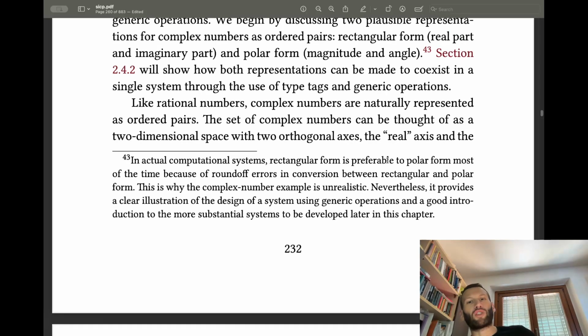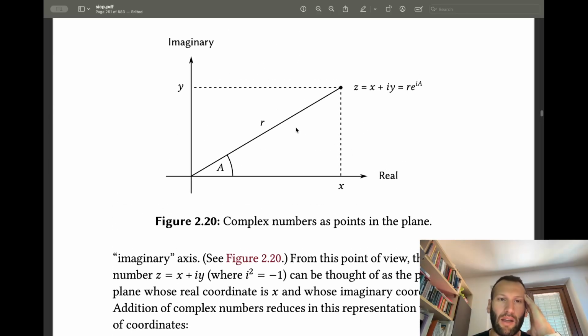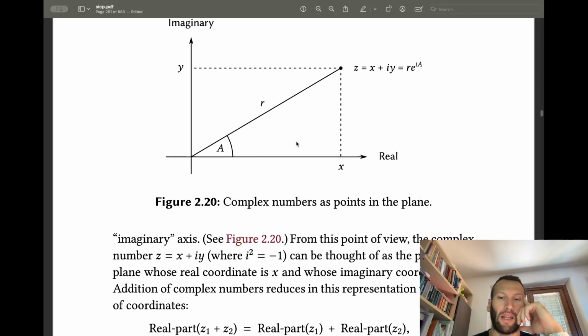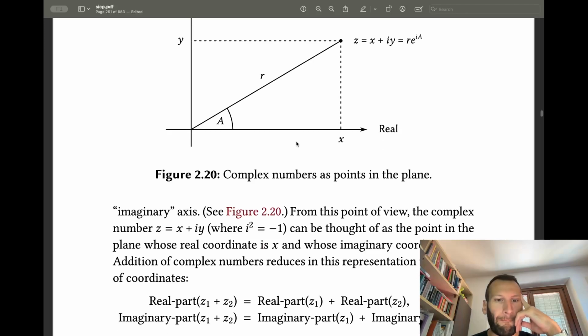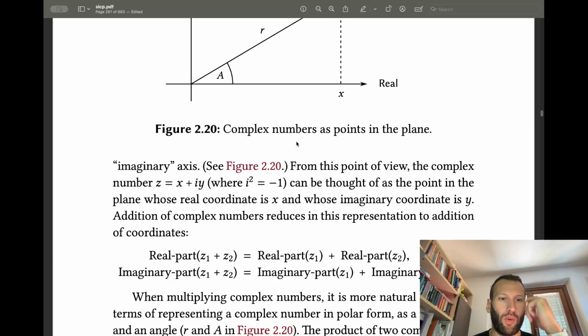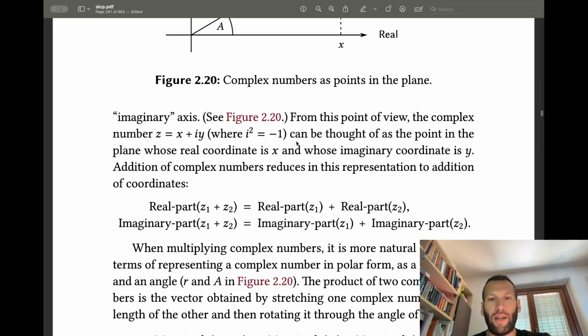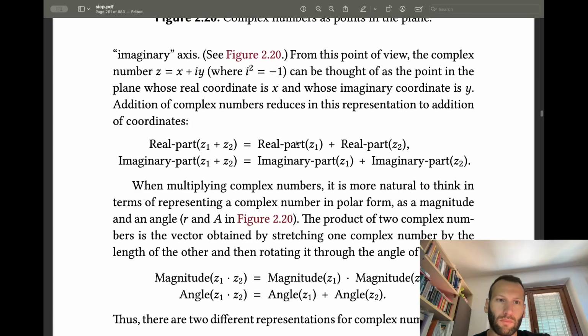Like rational numbers, complex numbers are naturally represented as ordered pairs. The set of complex numbers can be thought of as a two-dimensional space with two orthogonal axes: the real axis and the imaginary axis. So here we have the complex number representation as points in the plane. From this point of view, the complex number z, that is equal to x plus iy, where i squared is equal to -1, can be thought of as the point in the plane whose real coordinate is x and whose imaginary coordinate is y. Addition of complex numbers reduces in this representation to addition of coordinates. You basically sum the real part and the imaginary parts.